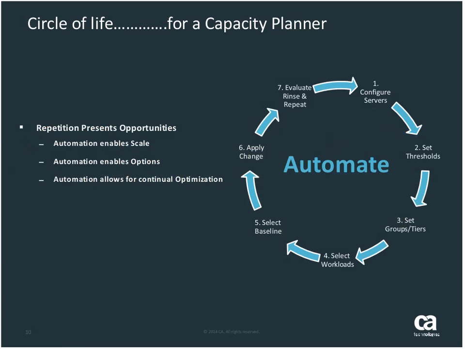It's the circle of life, so to speak, for the capacity planner, laid out in that flow of the same basic tasks for setting up a model for evaluation. You're going to configure your systems, set thresholds, do your analysis against a selected baseline, then evaluate those and repeat as needed. When you can automate this cycle, it frees up time for the capacity planner to focus on other high value projects while expanding coverage of the capacity plan.